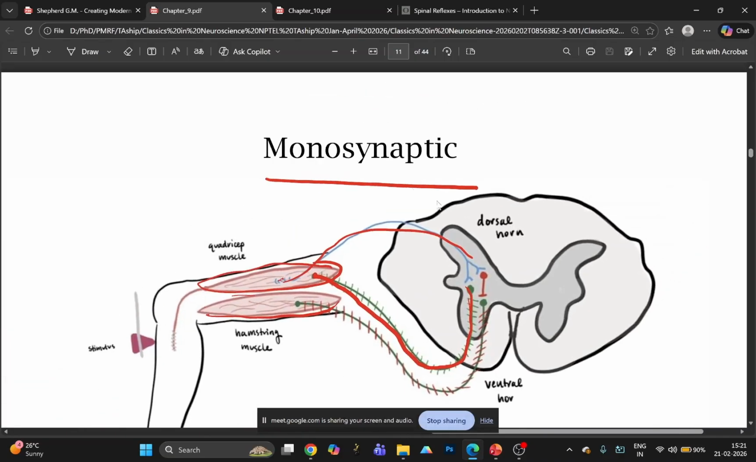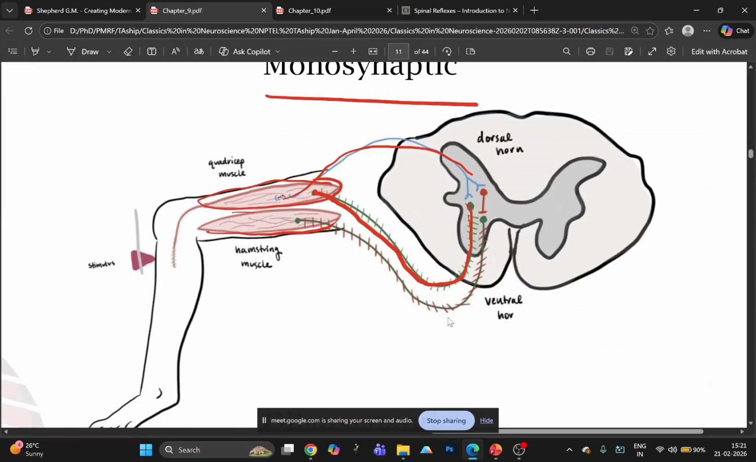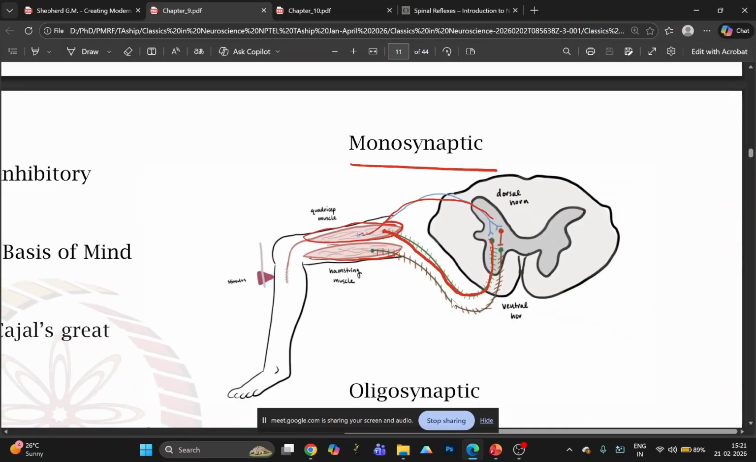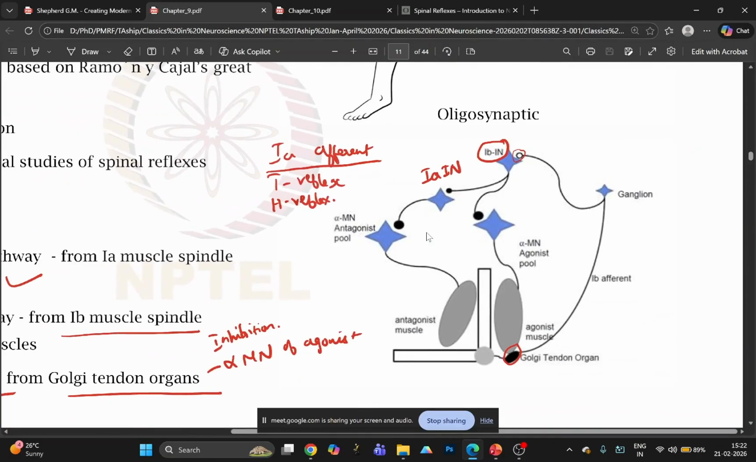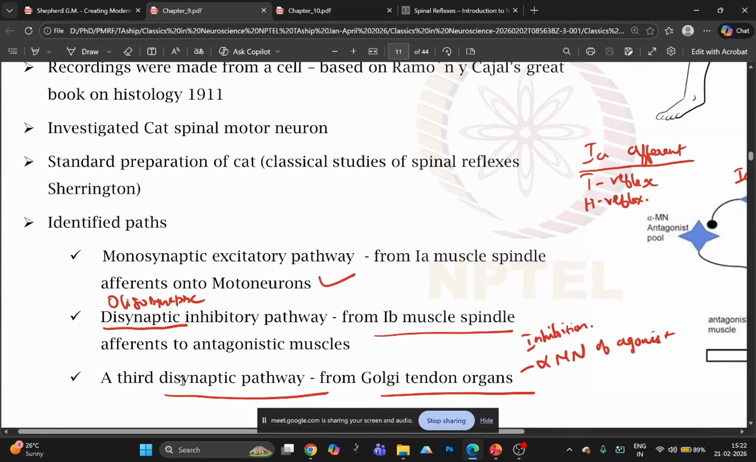So he observed this monosynaptic pathway that is happening because of this particular synaptic circuit. So this was one of the synaptic pathways that he discovered. The other synaptic pathways that he discovered were... At that time it was thought that it's a disynaptic pathway. Now we know it's an oligosynaptic pathway. So he discovered a disynaptic inhibitory pathway from 1B muscle spindle afferents to antagonistic muscles.